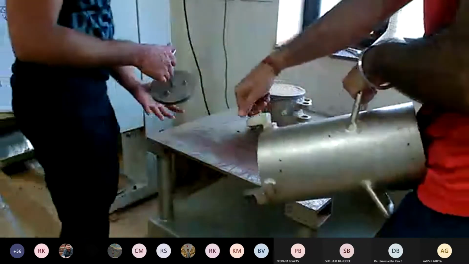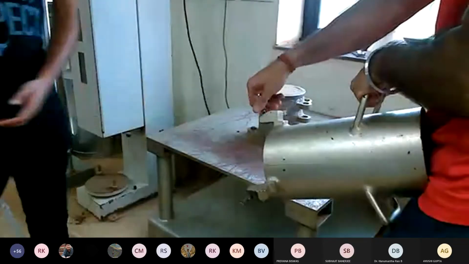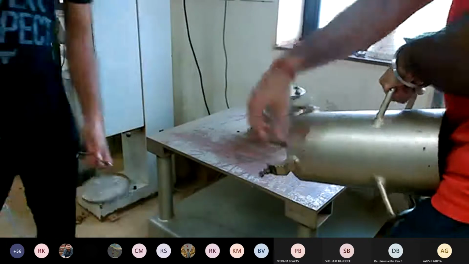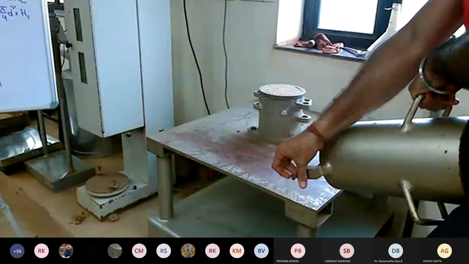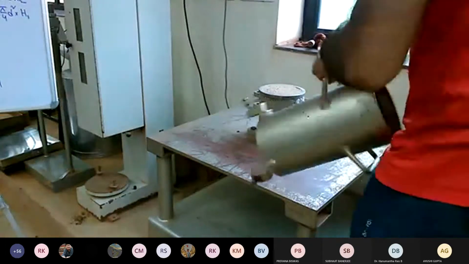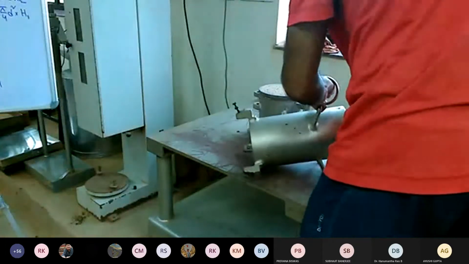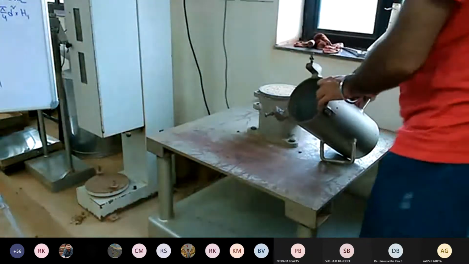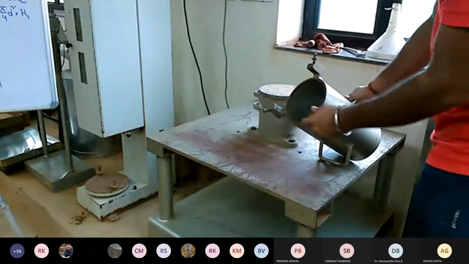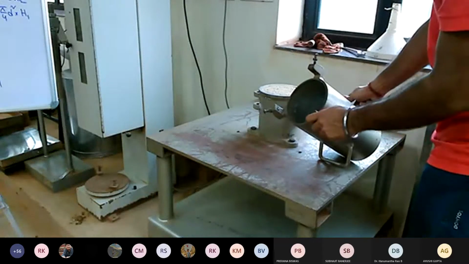First, you have to put some paper. Put some paper. To avoid any loss of soil, we are going to apply a sheet of paper on top of this, then this collar will be attached to the mold.